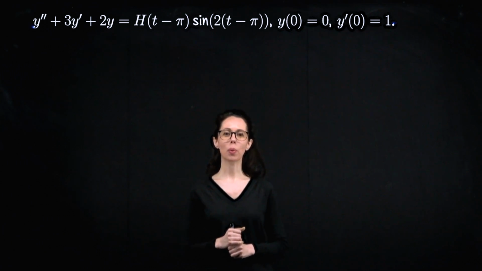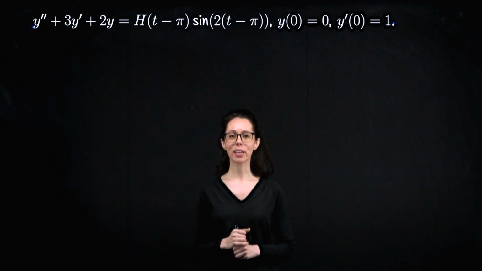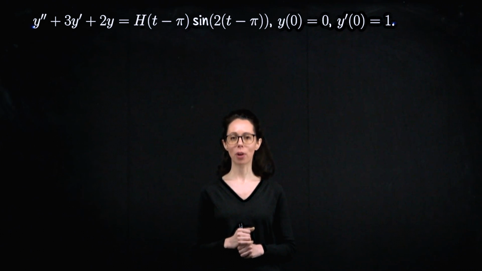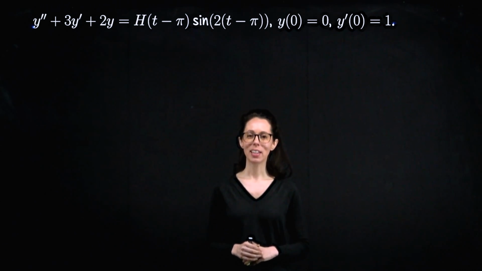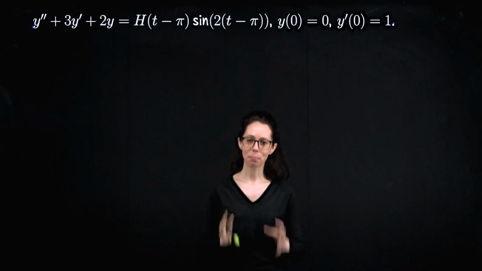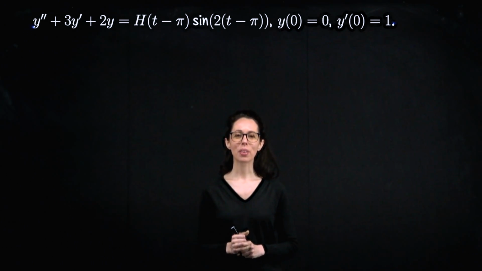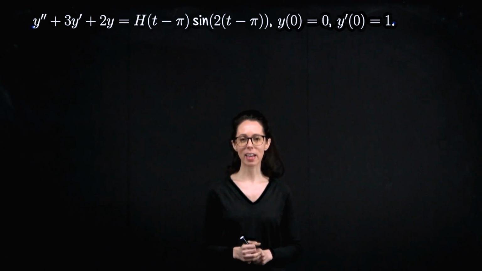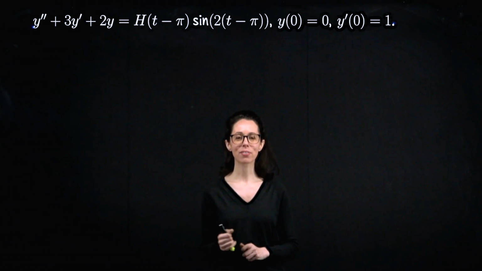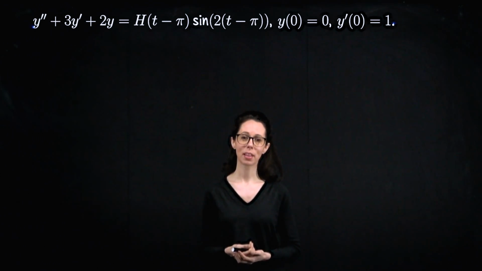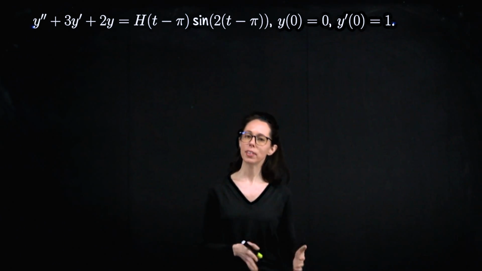All right, in this example, we would like to solve the second-order equation y double prime plus 3y prime plus 2y equals h of t minus pi times sine of 2 times t minus pi. So this right-hand side indicates that when t equals pi, we're going to turn on a sinusoidal forcing function that looks like sine of 2t. So we're taking sine of 2t and shifting it by pi units.